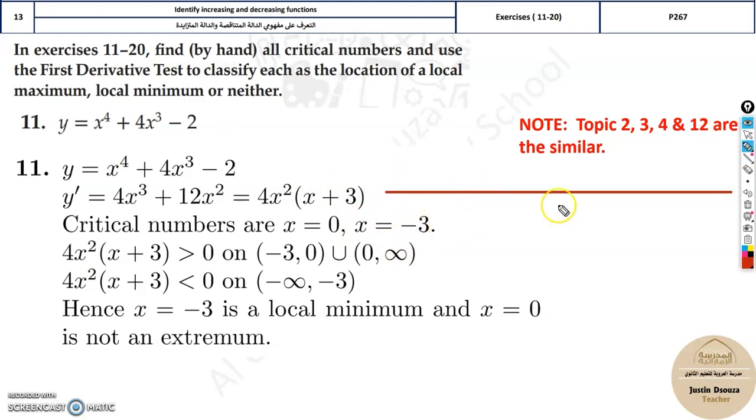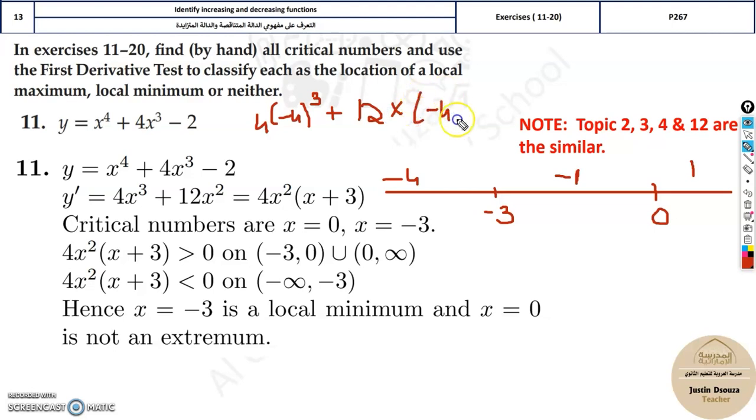Draw a straight line. -3 will be somewhere over here. This is 0. And now take test values. I'll take -4 over here, -1 over here, and 1. Simple values so that the calculation is simpler. The derivative is over here. I need to substitute it over here: 4 into -4 the whole cube plus 12 into -4 squared.